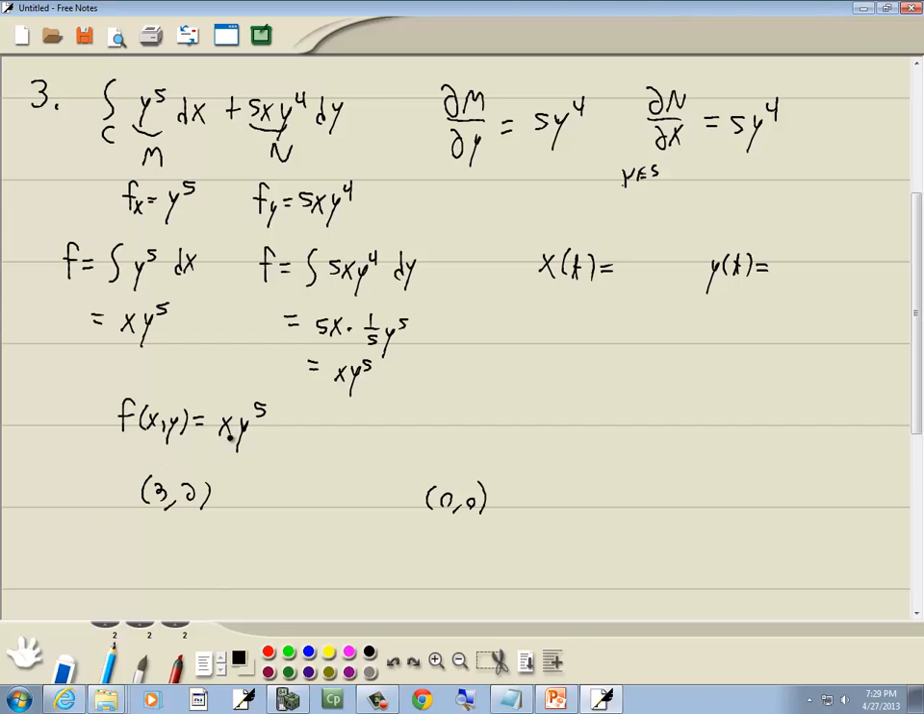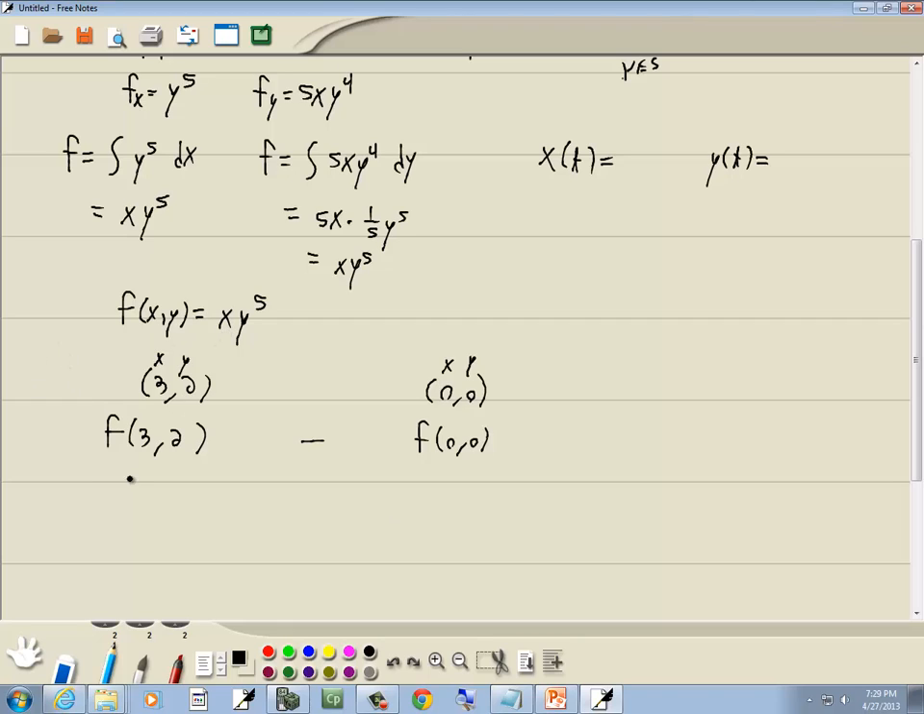In other words, this is our x and this is our y. So we'll put 3 in for x into our function. So we're going to have f of 3, 2 minus f of 0, 0. And again, that's our x and that's our y. So it's very, very straightforward in that regard.